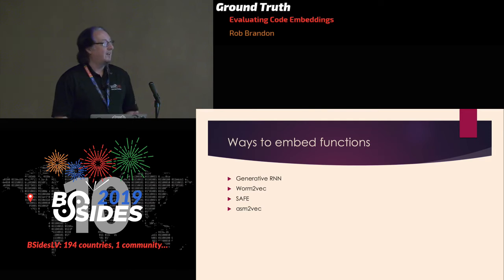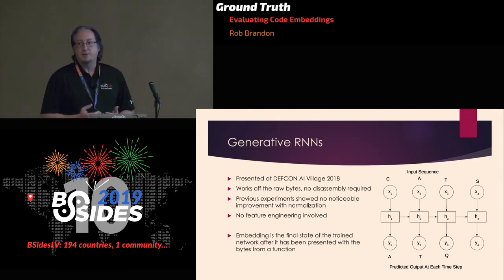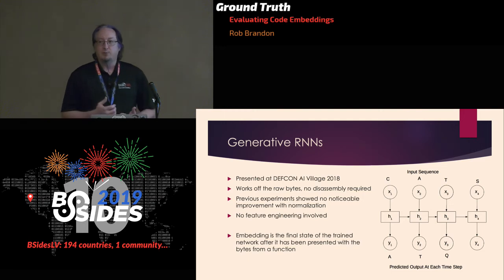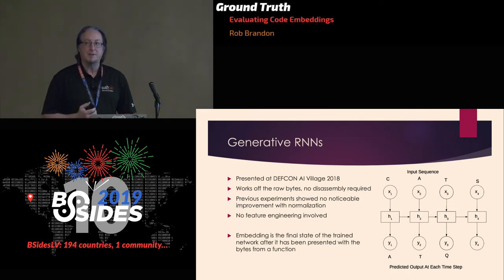So this is just a few of the methodologies that have come out over the past year or two. The generative RNNs is a method that I came up with, and I presented this at the DEF CON AI Village last year. This particular method works off of just raw bytes. You don't need to disassemble the function. You don't need to do any kind of analysis of the function. When I was doing my initial work, I did do some normalization to take, say, API calls and normalize those out from being a sequence of bytes into some kind of hash. But the initial experiments showed there's no noticeable improvement, so I left that particular technique out.